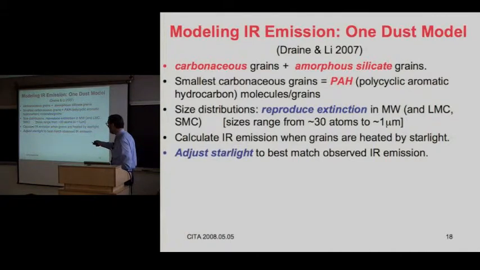And then with this model, we can just put the grains into a specified radiation field from stars and calculate how they're heated and how they're going to emit. Then if we can calculate an emission spectrum and compare to observations, we can adjust the assumptions on the amount of starlight heating to try to get the best match to the observed infrared emission spectrum.